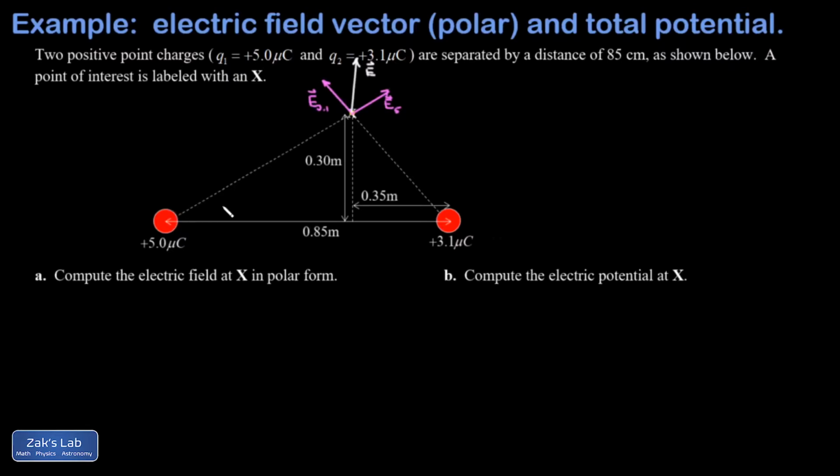I have that the separation distance between the charges is 0.85 meters. But to work out the angle of E5, I'm going to have to get this leg, so the distance from the 5 micro-Coulomb charge to that vertical dashed line. That's got to be 0.5 meters, so that those two segments add up to 0.85.